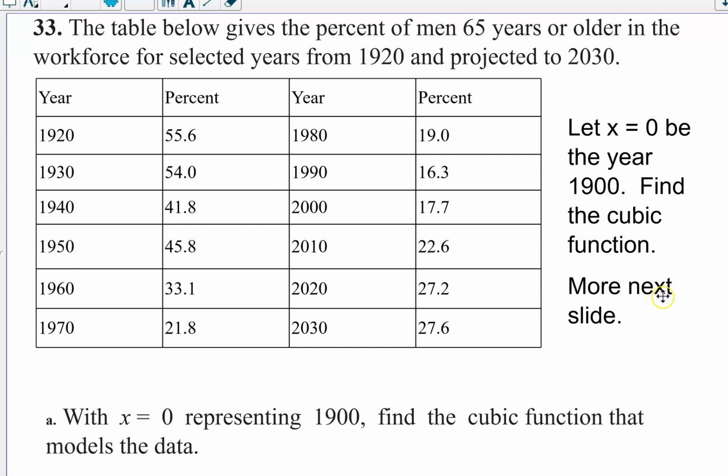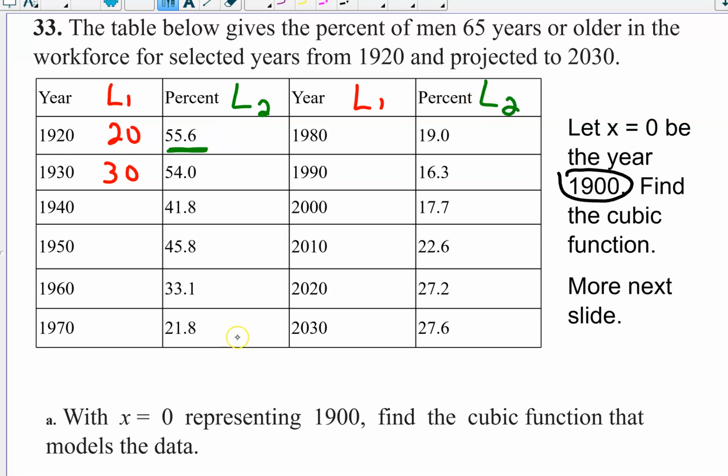Find the cubic function. So if you were doing this one, if 1900 is year 0, then you're going to put this into L1 as year 20. And this is year 30. So be very careful when you go up on these. And then here's some more L1s. And then your percents are L2s, just leave it as 55.6. Don't change anything. And here's your L2s. They just continue right up in there. So go ahead and pause the video and do that. Come out with your equation.